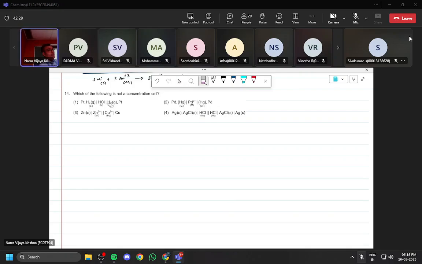Correct? Observe first one. This side it is hydrogen electrode, that side also hydrogen electrode, right? H plus is the ion, P1, P2. Means what is this one? Electrode concentration cell or not? We are changing concentration of electrode. Now what about this one? This is also electrode concentration cell. What about this one? We are changing concentration of electrolyte. So this is electrolyte concentration cell, right? Now what about this? Galvanic cell. Two different electrodes. So it is not concentration cell. Acceptable?